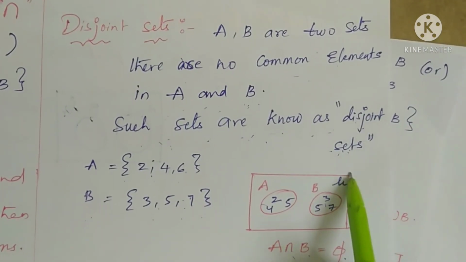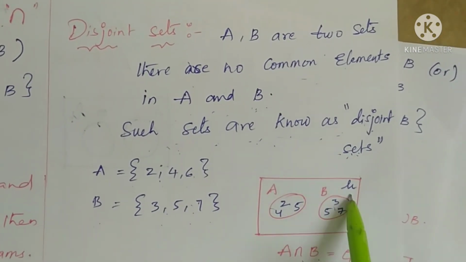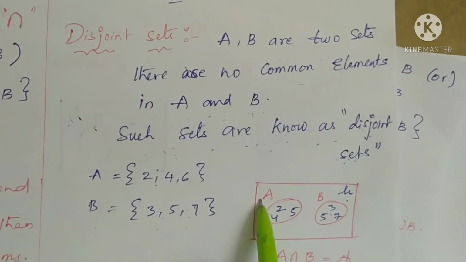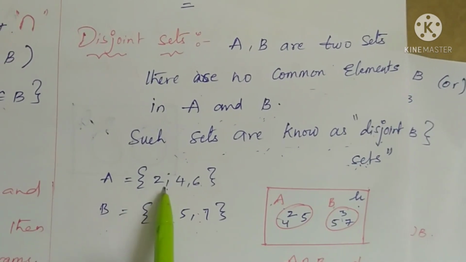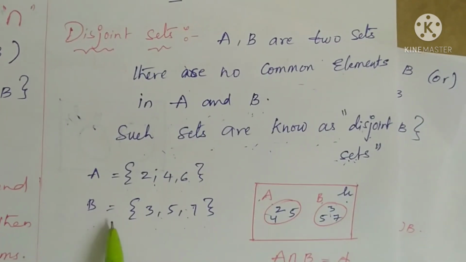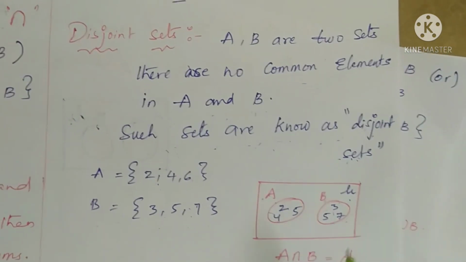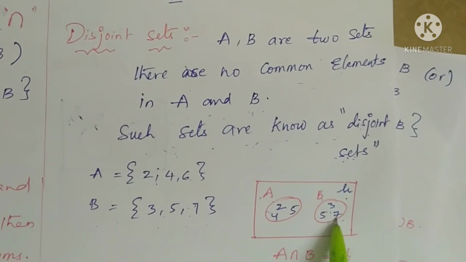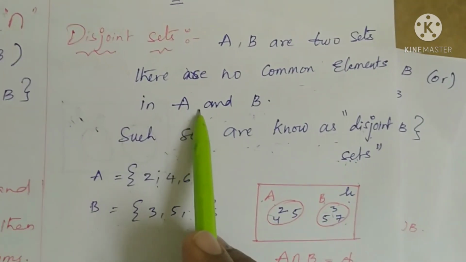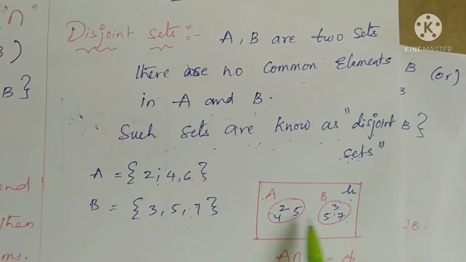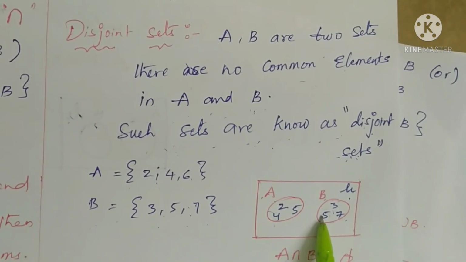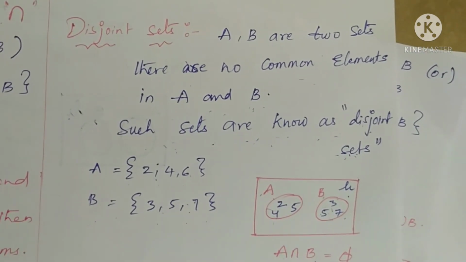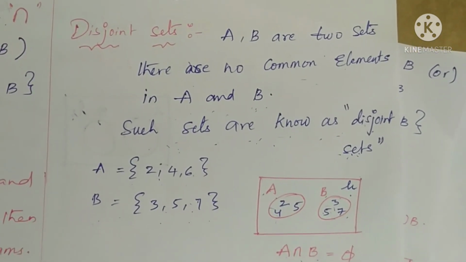This is the universal set. The rectangle is in the form of the universal set. So here A and B are two circles, where set A has elements 2, 4, 6 and B is {3, 5, 7}. Here A intersection B is equal to phi. Why? Because these are disjoint sets. There are no common elements in both sets A and B. So these are called disjoint sets.